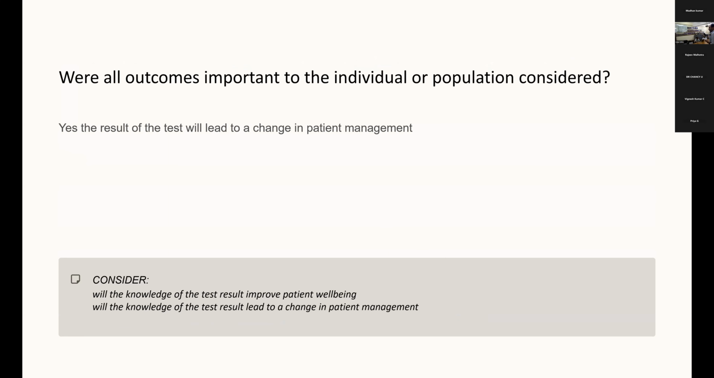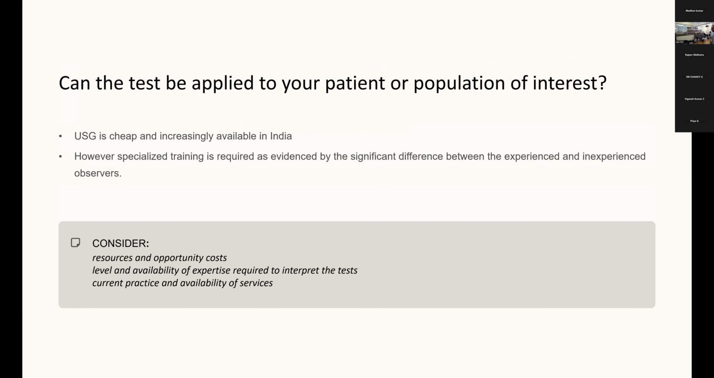Were all the outcomes important to the individual or population considered? Yes, the results of the test can change management, because in our patients we didn't have conclusive evidence of gland involvement. But if this test can show that the gland is significantly involved, we can use it. In our population, USG is cheap and increasingly available in India. But this study shows that the trainee and the resident are not able to interpret the scan as well as a trained observer. So we will need specialized training to use the scan.